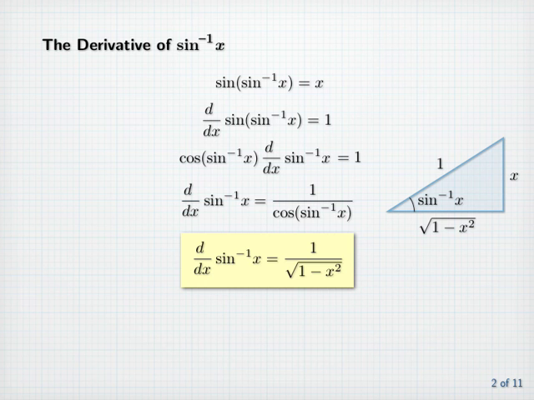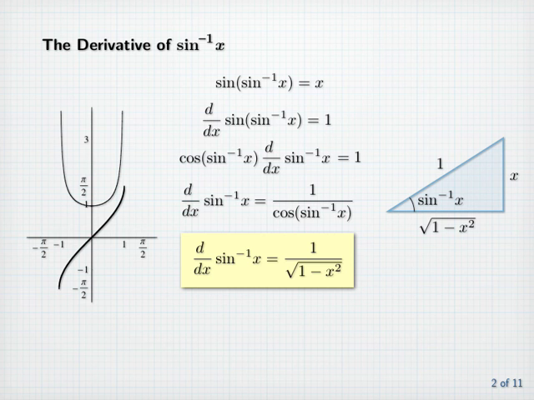Let's think about this in terms of the graph of inverse sine of x. Here's the graph of its derivative, 1 over the square root of 1 minus x squared. Notice that the derivative approaches infinity as x approaches 1 from the left and as x approaches minus 1 from the right, and it has its minimum value at x equals 0, where the graph of inverse sine has an inflection point.